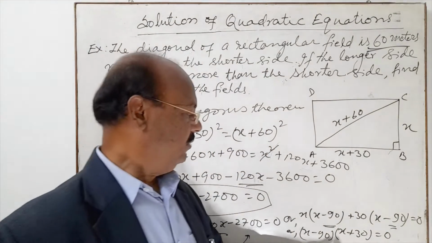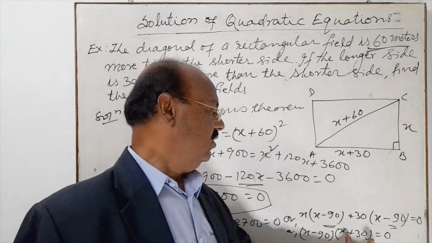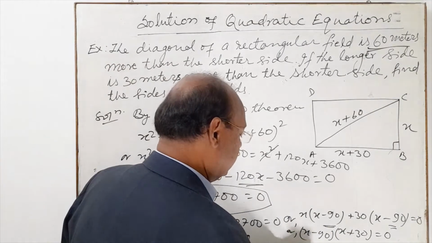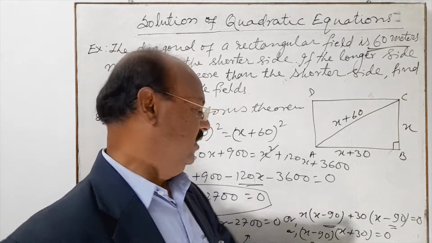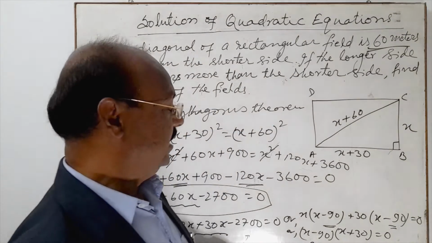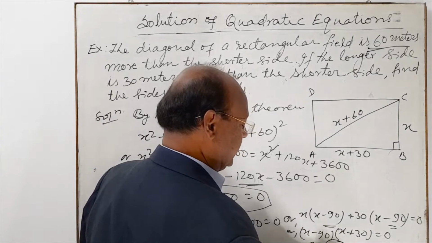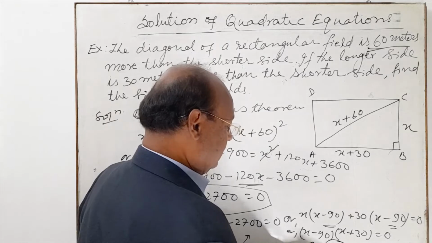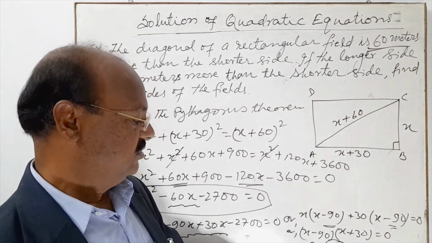Now here the product of two linear expressions is 0. It means either this part is 0 or this part is 0. Whenever x minus 90 is 0, you will get x is equal to 90. And whenever x plus 30 is 0, you will get x is equal to minus 30. But you see, since x is the length of the side of a rectangle, it cannot be a negative number. So this is not acceptable. So finally, we are getting the value of x as 90. This is the length of the shorter side.